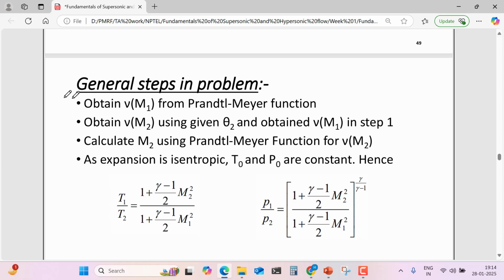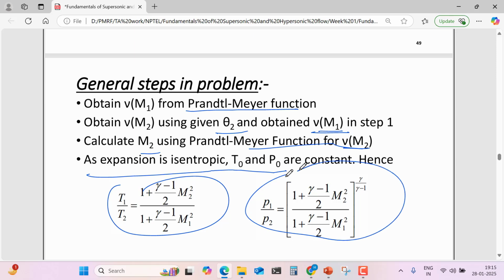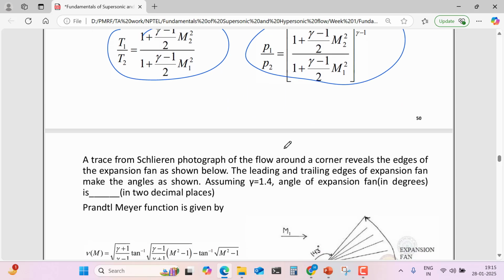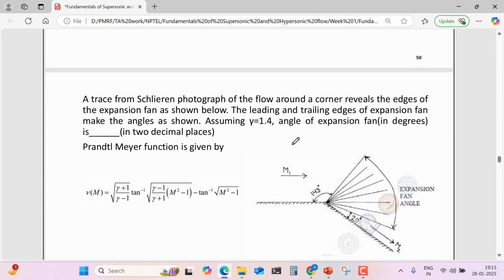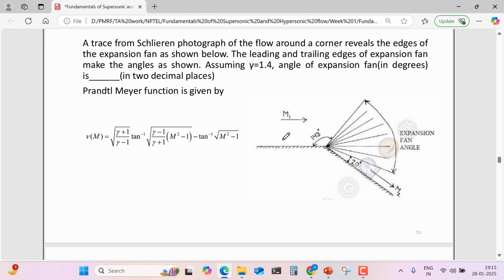As I told before, for solving the problem, first find nu m1 from the Prandtl-Meyer function and obtain nu m2 using theta 2 and nu m1. Then calculate m2 using the Prandtl-Meyer function for nu m2. And as the flow is isentropic, we can use the isentropic relation to find T2 and rho 2 also. So this is one problem for the Prandtl-Meyer wave.